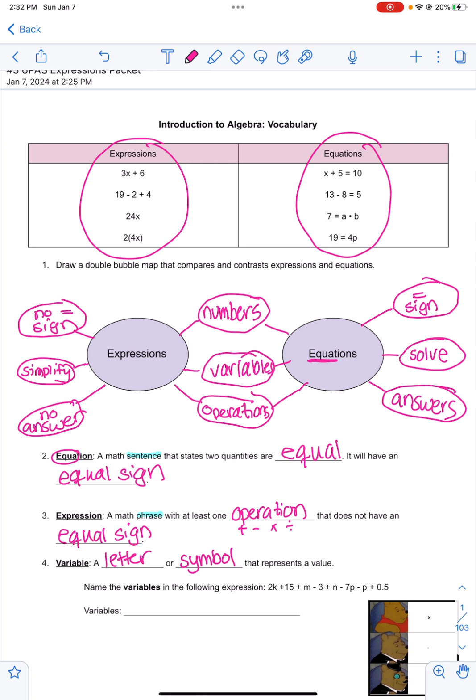Name the variables in the following expression. So what I want you to do is look through that expression, and any letters that you see, list them out in the variables. If you see a letter more than once, write it more than once. Go ahead, pause the video, write those out, and then unpause it when you're ready to check. All right, so you should see K, M, N, P, P.